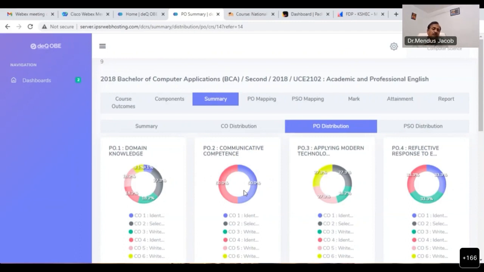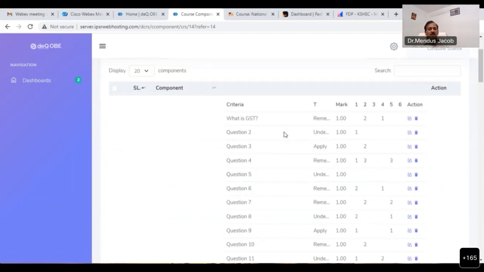So once you map the CO to PO or CO to PSO, you can check whether the mapping is proper, and whether each and every PO or PSO is properly represented by COs. If not, you can have add-on courses or value-added courses, or activities which will contribute to that particular graduate attribute or PO. So this type of analytics will be useful for mapping and all.